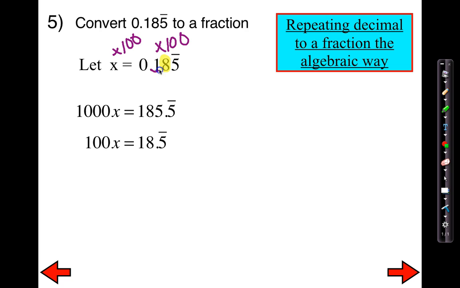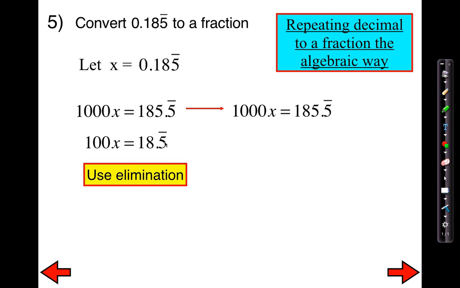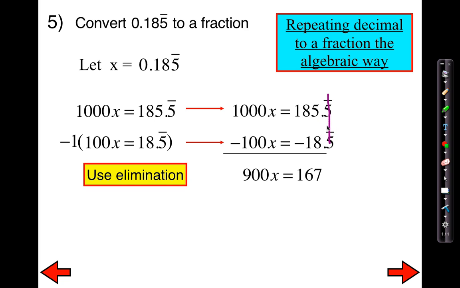So real quick, if you wanted to see, move your decimal 2 places. And that's how you get 18.5, repeating on the 5. Once you've done that, we're going to try to eliminate the repeating 5s. So you're going to have to, first of all, keep the first equation the same, but multiply the second one by a -1. Once you've got that, making sure your decimals are lined up, you'll see here that you're going to end up with 900x. And here the 0.5 repeatings will basically eliminate each other, leaving us with 900x equals 167.